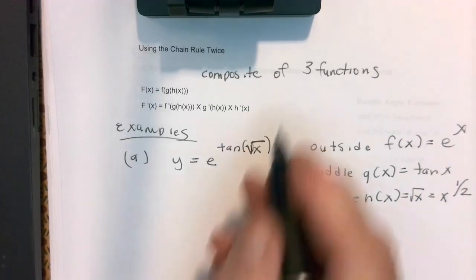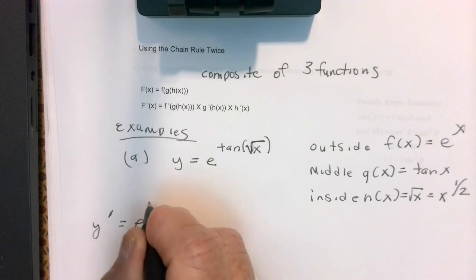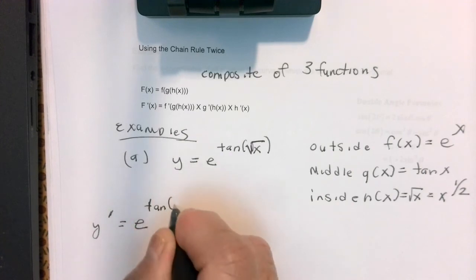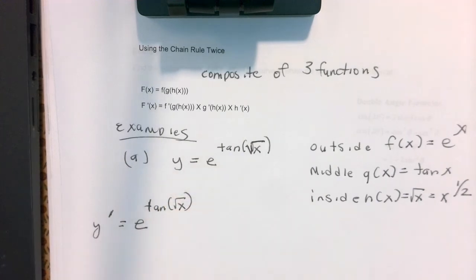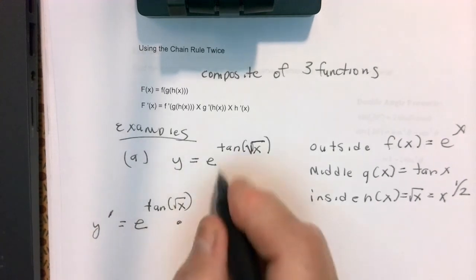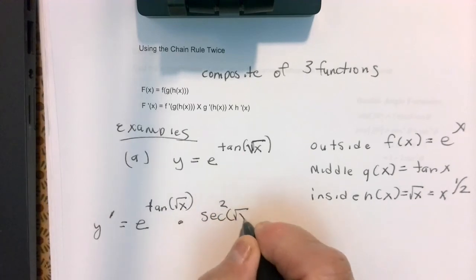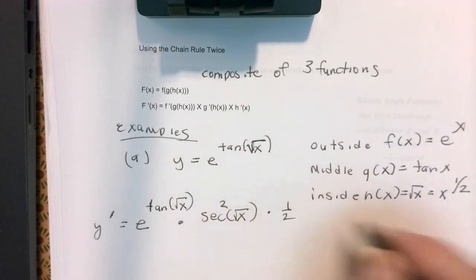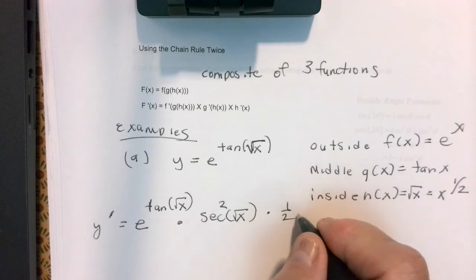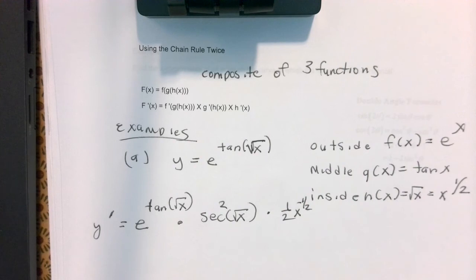Okay, so we're going to use this rule right here. So y prime is going to be the derivative of the outside. So the derivative of e to the x is just e to the x, and I'm keeping the inside inside. Then I go to the middle, which is the tangent function, and the derivative of it is secant squared, and I keep the inside inside. Then I go to the inside. I bring down the 1/2 because it's x to the 1/2, and then I subtract 1 from the exponent. Okay, so that's it.